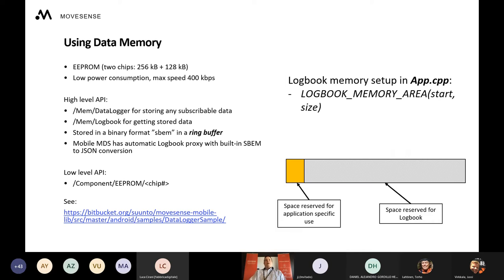But yeah, that was the API. Now, how to use the APIs: you can of course just subscribe to those from the mobile side. As I said, all the APIs are available on the mobile. But we also have in the sensor a small amount of data memory that can be used to store the data, even when there's no BLE connection. In the current sensor, it's two chips of EEPROM, a total of 384 kilobytes. That's very low power consumption and a maximum speed of about 400 kilobits per second.